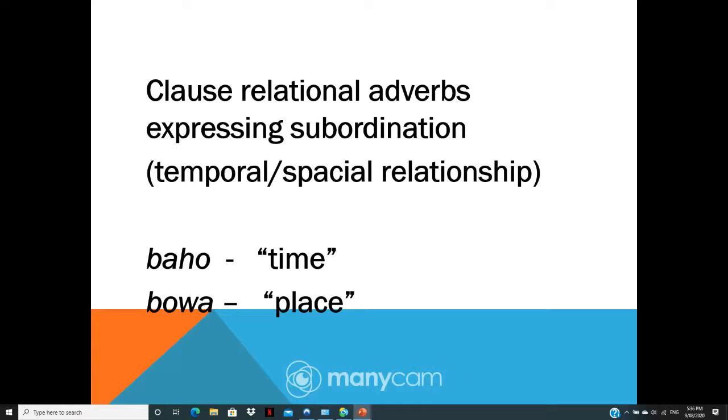Okay, now let's look at Latropeth. Now I want you to remember these two new words. Baho, referring to time, boa, referring to place. These are very common words, and they appear in lots of expressions.